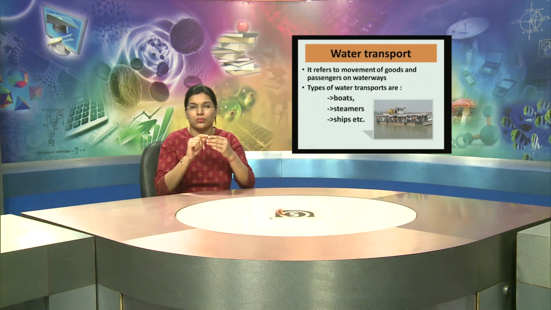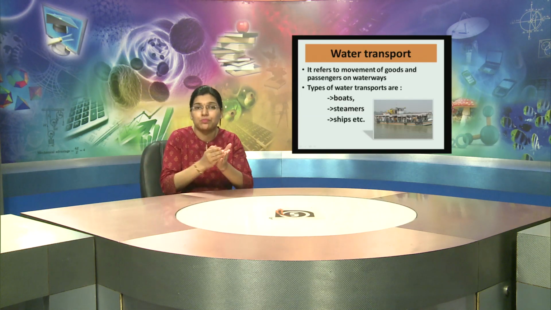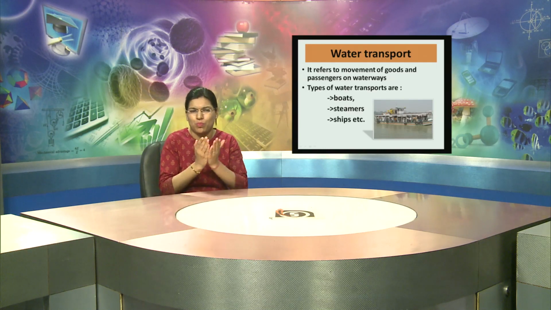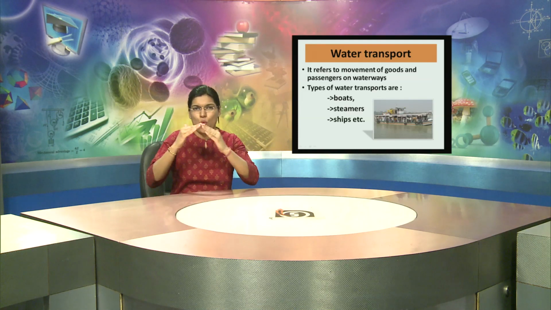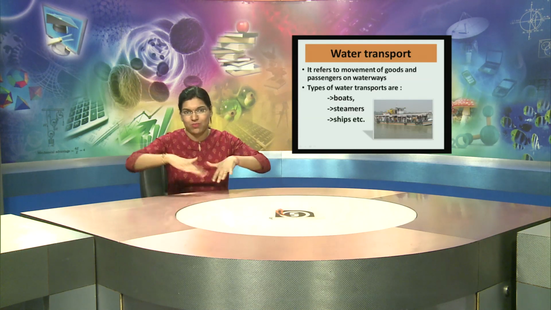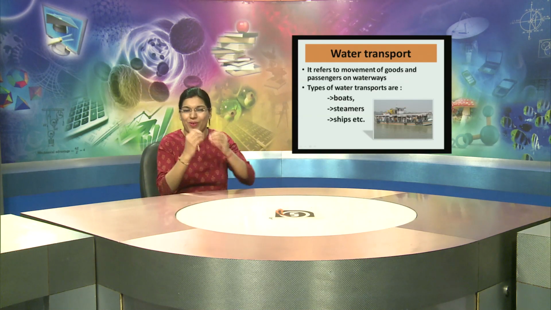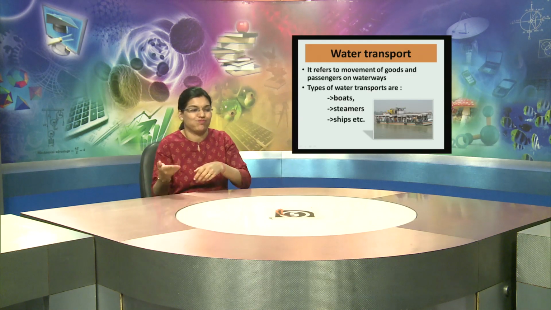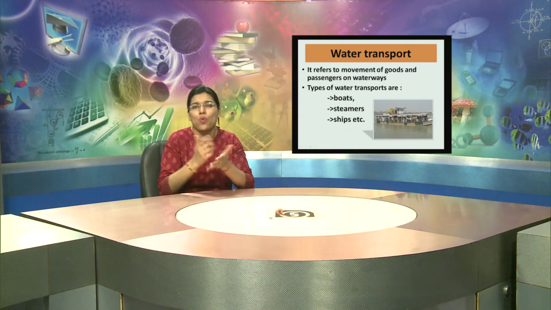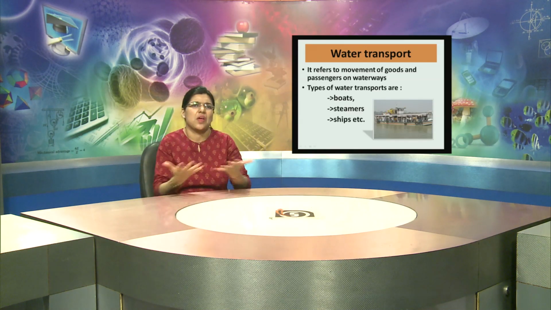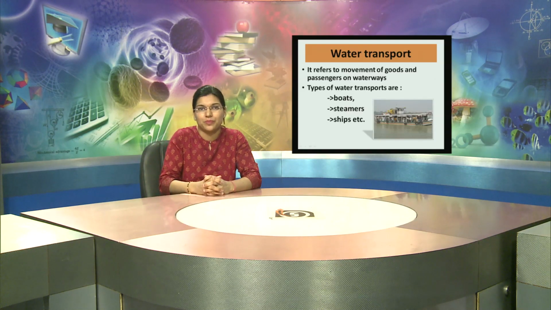Before, what I have been discussing are the three parts of transport. First is land, second is air, third is water transport. Further, in water transport, we use boats. For example, I am a person who lives in a village and I go to town for my work, but there is a river in between my village and town. So how do I travel? I travel in a boat from one place to another and move things from one place to another place.